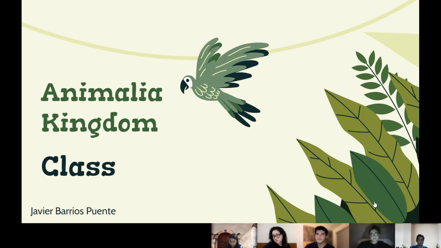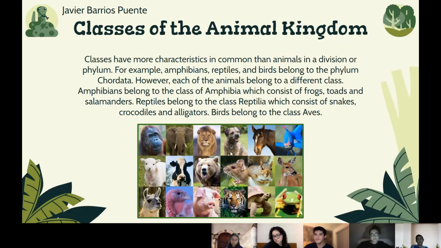Animalia Kingdom class. Classes of the Animal Kingdom. Classes have more characteristics in common than animals in a division or phylum. For example, amphibians, reptiles, and birds belong to the phylum Chordata. However, each of the animals belong to a different class. Amphibians belong to the class of Amphibia, which consists of frogs, toads, and salamanders. Reptiles belong to the class of Reptilia, which consists of snakes, crocodiles, and alligators, while birds belong to the class of apes.